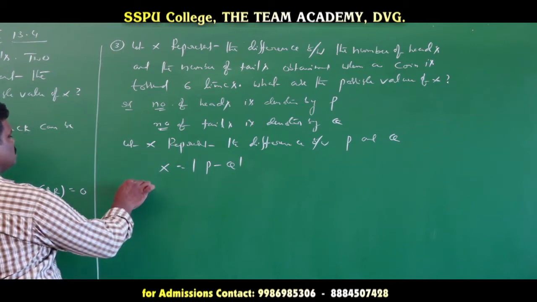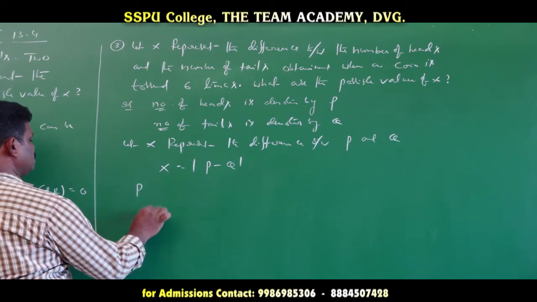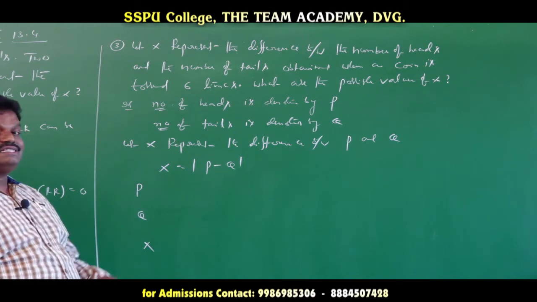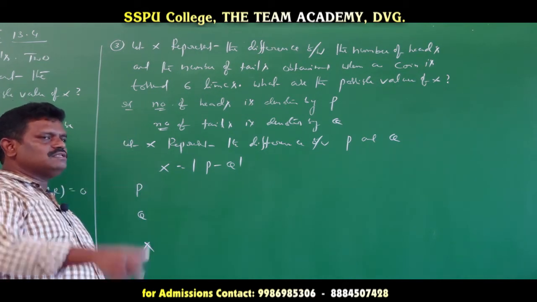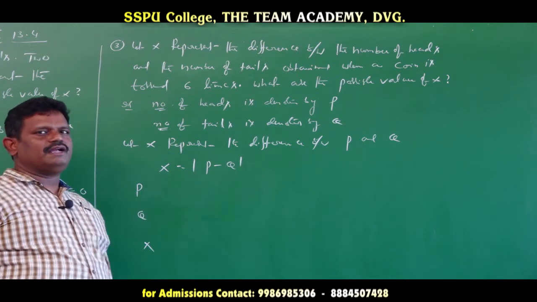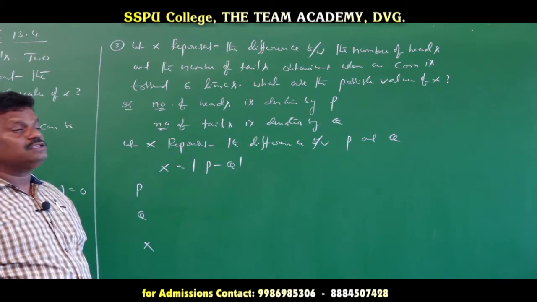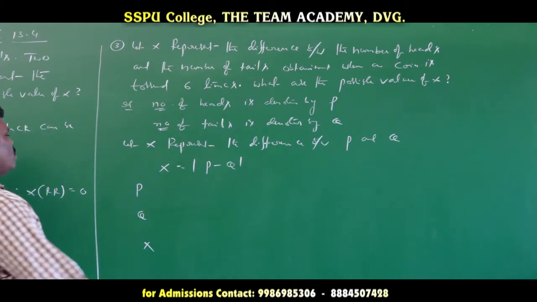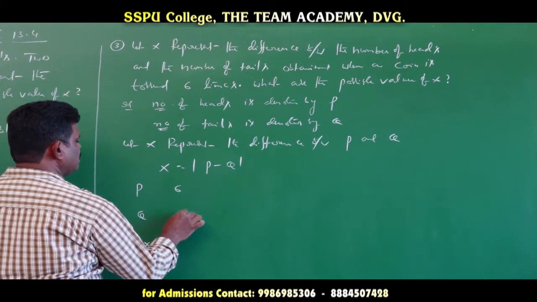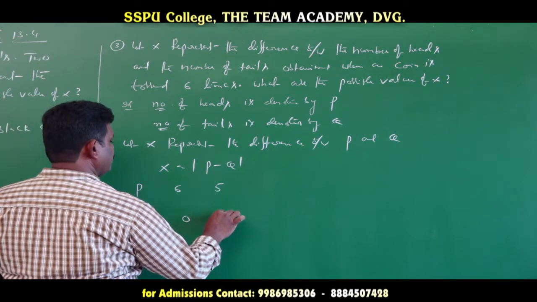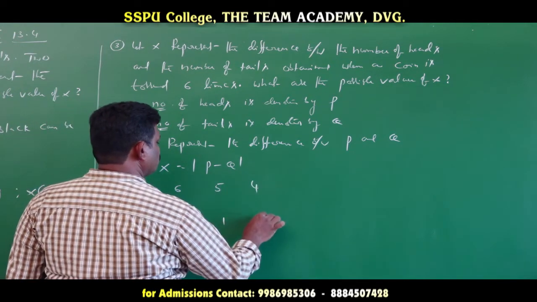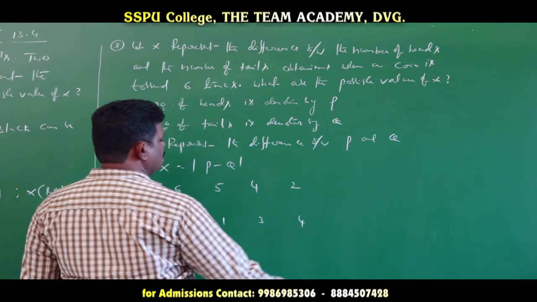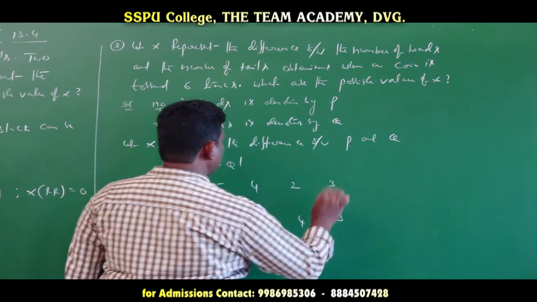Now here, suppose P, Q and X values. How many times do we toss the coin? 6 times. So if we toss the coin 6 times and get heads all 6 times, the number of tails is 0, or if we get tails 6 times, the number of heads is 0. So first we take 6 heads, the tails value is 0, then heads 5, then 4, 3.